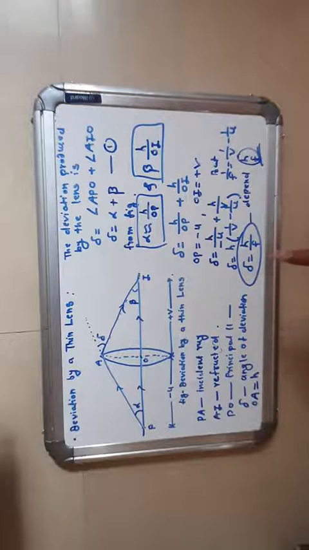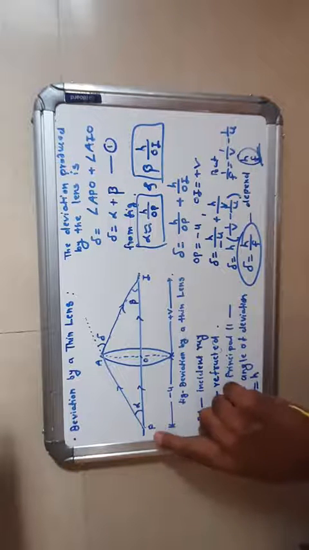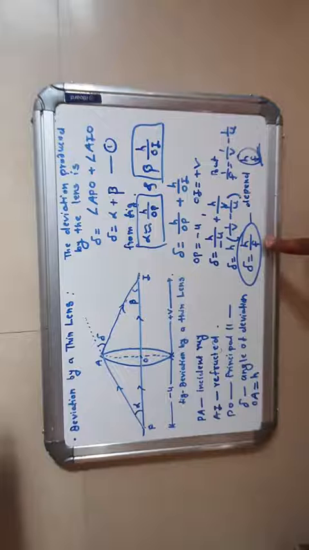This is the final derivation of the angle of minimum deviation, and this angle of minimum deviation is independent of the position of the object but depends upon the height at which the incident ray strikes and the focal length of the lens. Okay, got it?